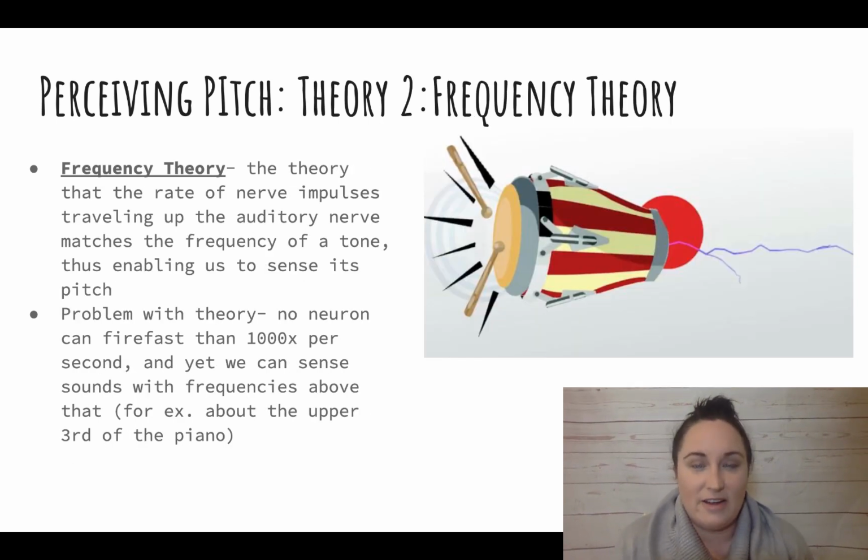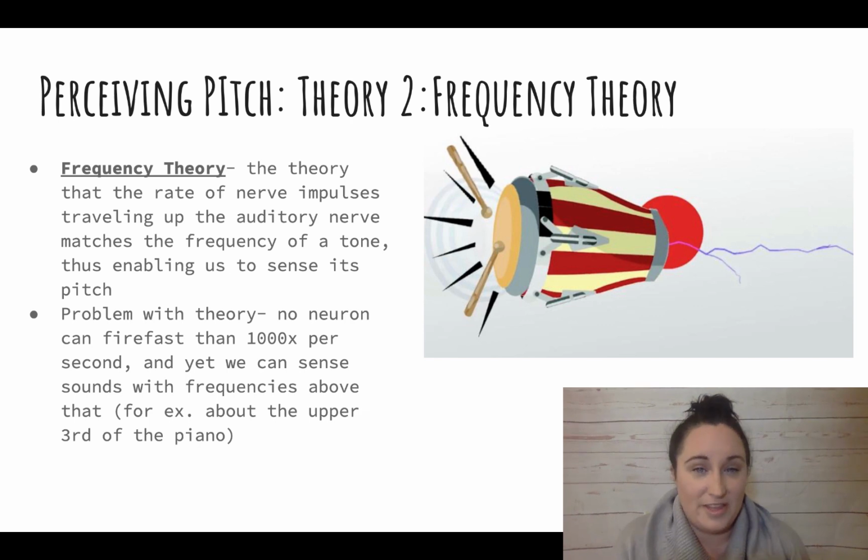So the second theory that you need to know is called frequency theory. And this theory is just like, think of the word frequent, right? How fast the nerve impulses are traveling up the auditory nerve, it matches the frequency of the tone. So if it's a high frequency sound, then the nerve impulses are going to go faster. They're going to move faster.